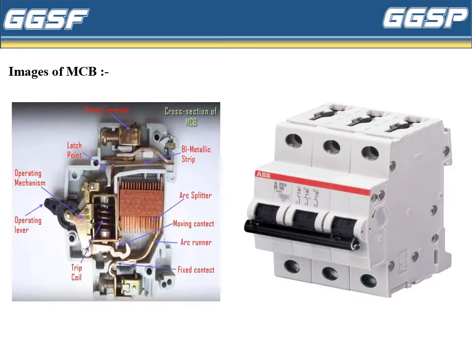These are the images of MCB. MCBs can be single pole, double pole or three pole also. In the first diagram, there is a cross section of MCB showing the different parts of MCB: first bimetallic strip, then arc splitter, moving contact, arc runner, fixed contact, trip coil, operating lever, operating mechanism, latch point and power terminals.